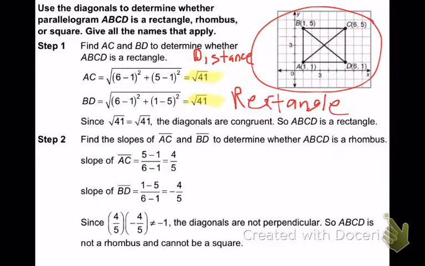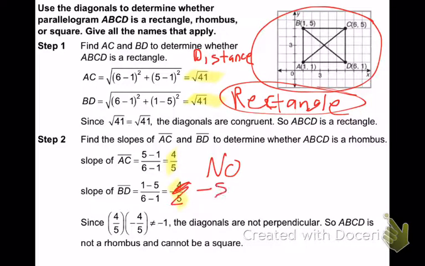And then I'm going to look at the slopes. I have 4/5, -4/5. Are those perpendicular slopes? No, because they are not opposite reciprocals. So this one is just a rectangle. Okay, let's say this one, instead of being -4/5, it was -5/4. Now would that be a rhombus? Yes. Then, because it's a rectangle and a rhombus, now it's also a square. All right, so they both have to be met for it to be a square. One of them for rectangle or rhombus.